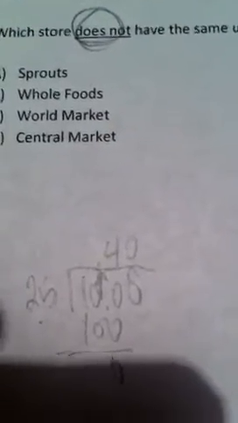Okay, my question is saying which store does not have the same unit price. So we can see that all the stores are going to have 40 cents except for one store because 2 stores have already had the answer of 40 cents for the unit price. So now I'm going to pull over here for World Market. 315 divided by 8.